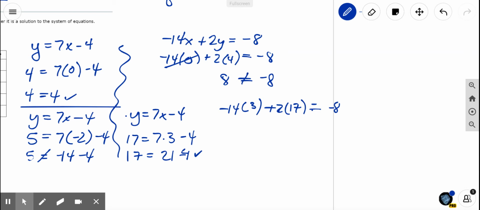Okay, 12. I think that's 20. Wait, 14 plus 14 is 28. That's 12. 42. Negative 42 minus 34 plus 34. Is that equal to a negative 8? 42, get down to 34, that's 6 and 2. Yeah, it is. Yay! So now we have a solution.